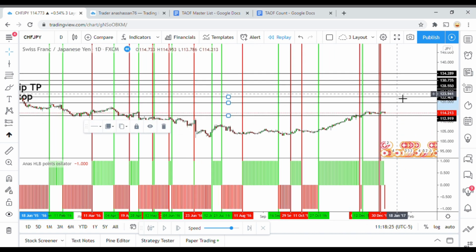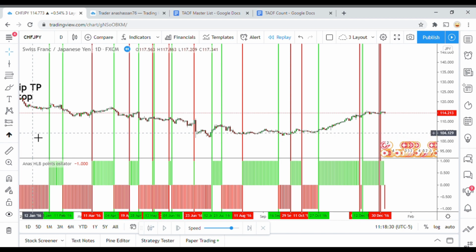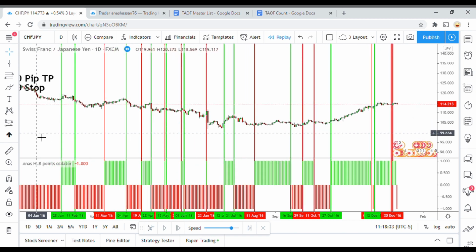Let's go ahead and get rid of these support and resistance lines. There we go. Get those out of there. Let's count them out and see what we got out of this. 1, 2, 3, 4, 5, 6, 7, 8, 9, 10, 11, 12, 13, 14, 15, 16, 17, 18, 19, 20, 21, and 22. And we have 1, 2, 3, 4, 5, 6, 7, 8, 9, 10, and 11 winning trades.